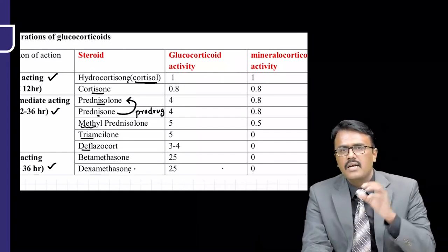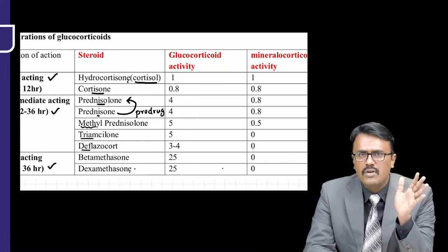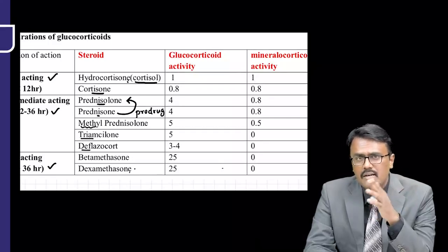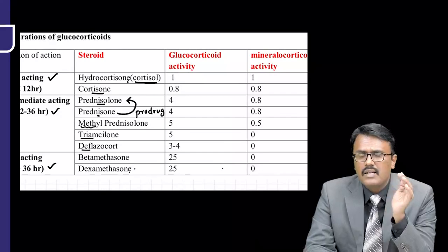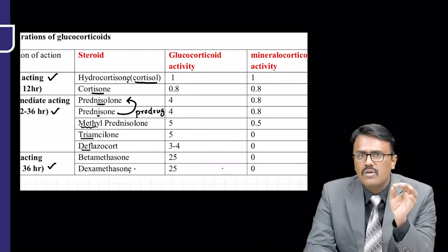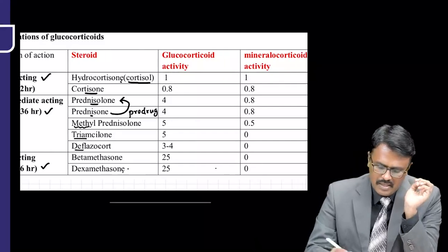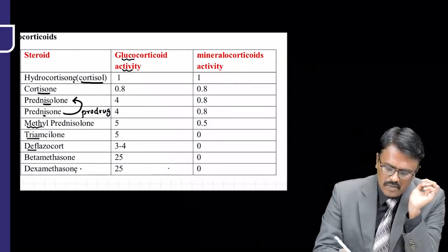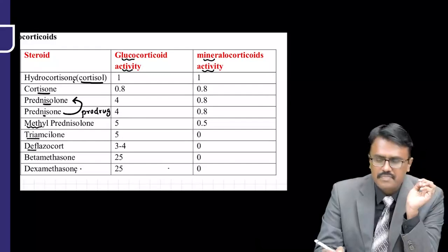I'll repeat again. If you know hydrocortisone, remove hydro, you get cortisone. If you know prednisolone, you have prednisone, which is a prodrug. Again, you will get prednisolone. Then for prednisolone, add methyl, it becomes methyl prednisolone. Then beta and dexa you already know. So what are the two drugs you have to remember? Triamcinolone and deflazacort. Now you can see here, we also mentioned it, they have some glucocorticoid activity and mineralocorticoid activity.